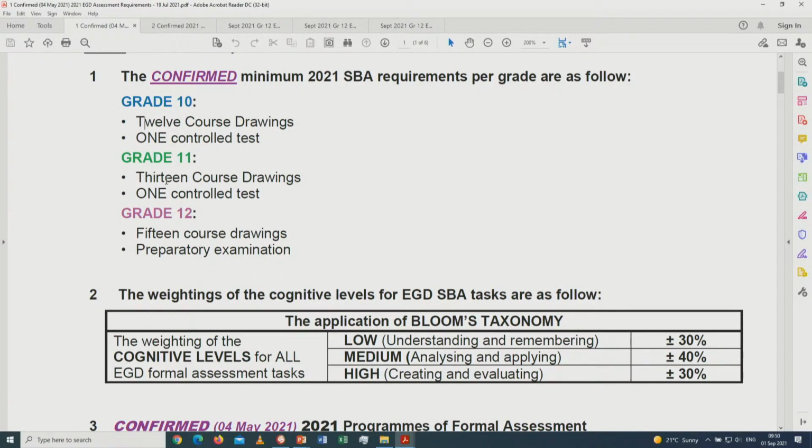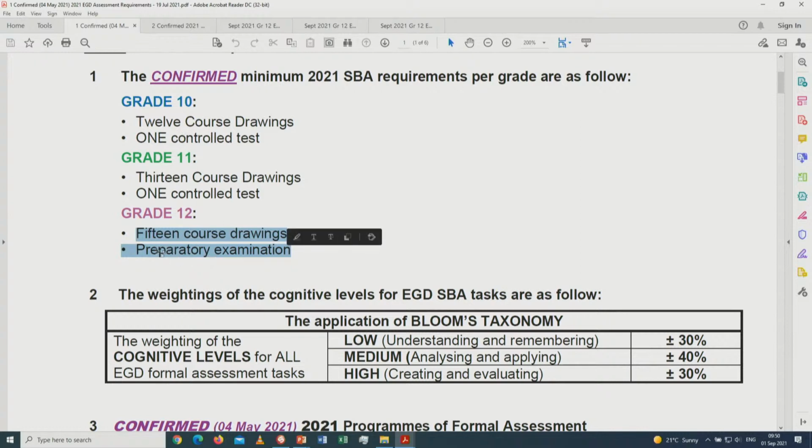Grade 10, this is information I sent to you about 3 weeks ago. This information tells you that the grade 10s will have 12 course drawings and 1 control test, the test that they wrote in June. Grade 11, 13 course drawings and 1 control test, the test that was written in June as well. And then of course the last one will have 15 course drawings and a preparatory exam. All right, so that is it so far.